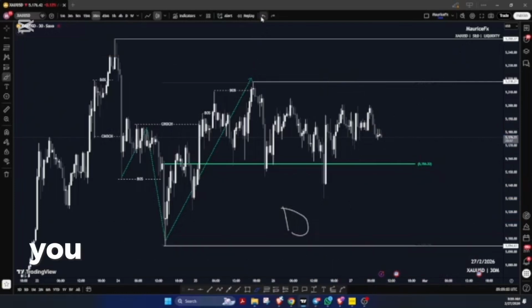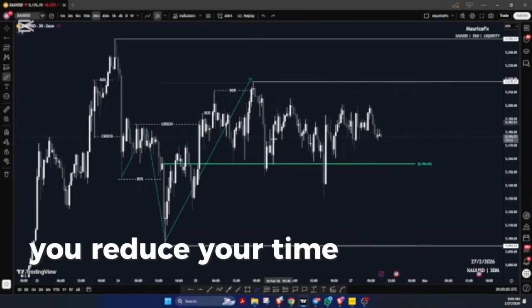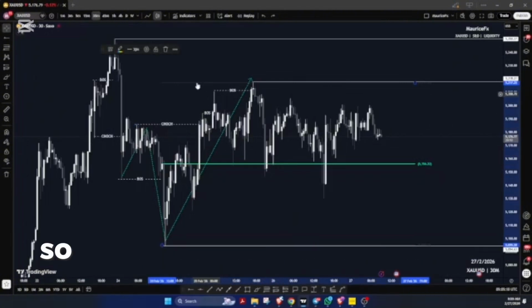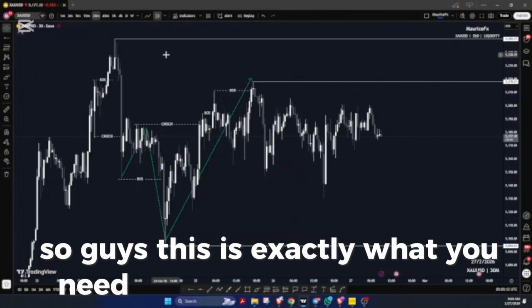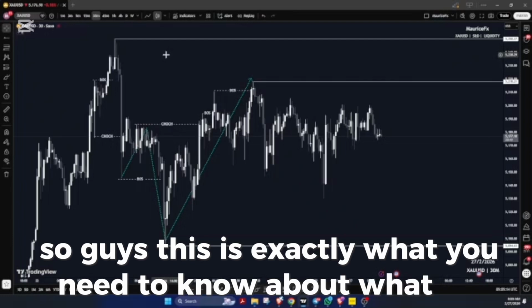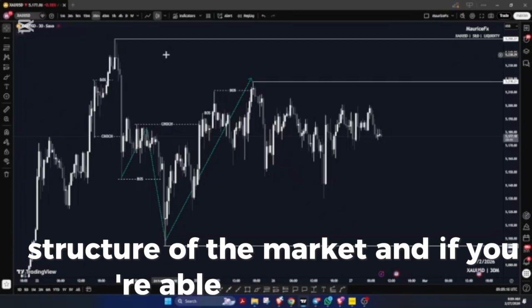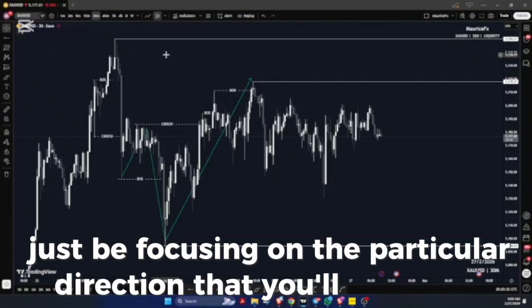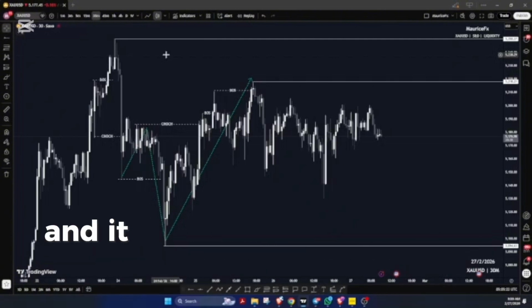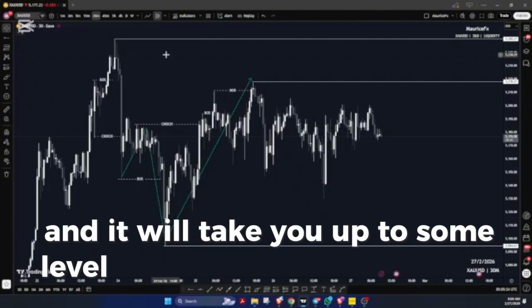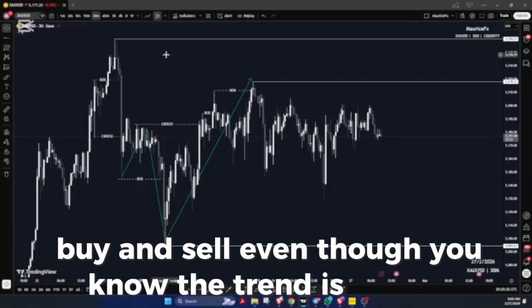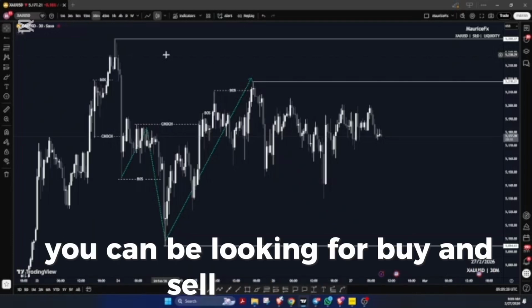That even reduces your trading time, so that you will not be there looking for daily setups. So guys, this is exactly what you need to know about the structure of the market. And if you're able to master this, you will just be focusing on a particular direction that you'll be buying and selling gold. And it will take you up to some level for you to be analyzing for both buy and sell. Even though you know the trend is bearish, you can be looking for buy and sell positions.